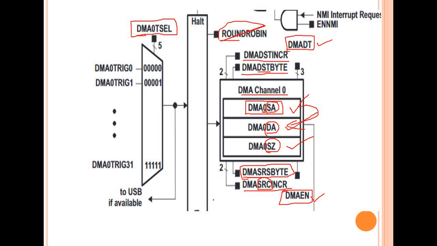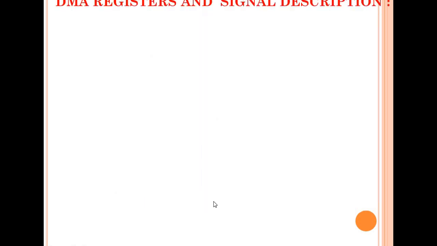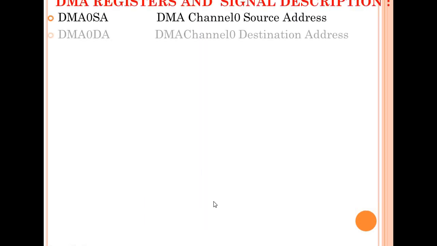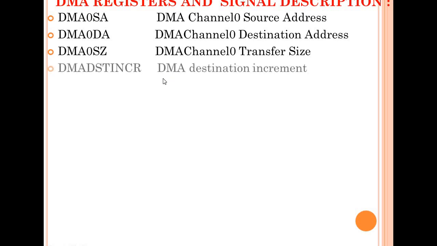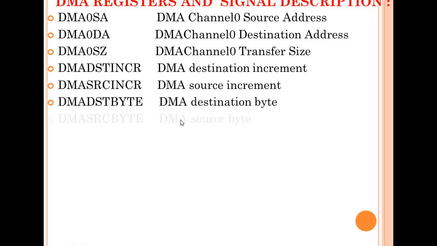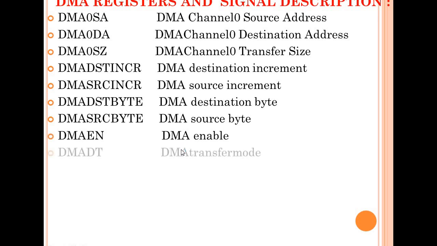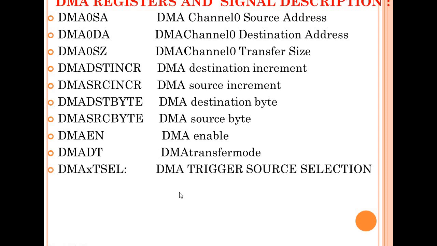This is about your DMA registers and signal description as I discussed earlier. DMA SA means DMA channel source address. DMA DA means DMA channel destination address. And DMA size, that means data transfer size. And DMA destination increment, DMA source increment, DMA destination byte, DMA source byte, the DMA enable, DMA data transfer mode, and lastly the DMA trigger source selection bits.